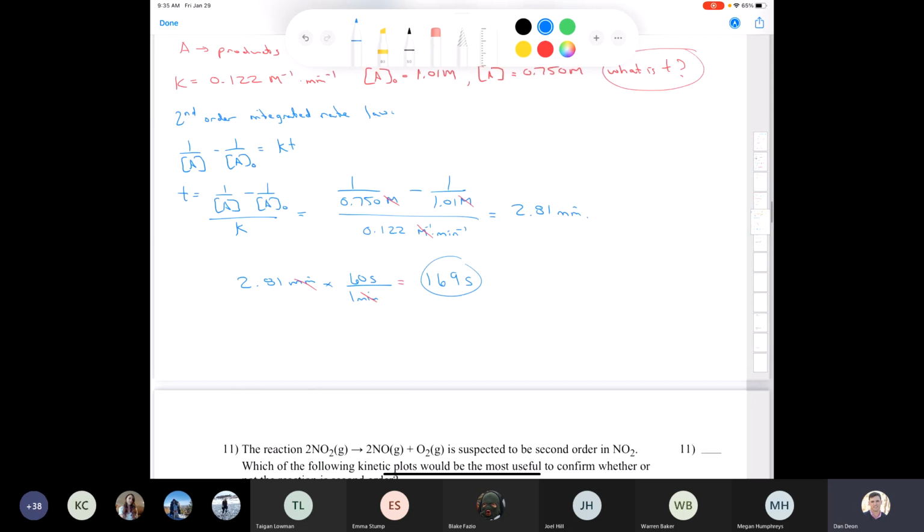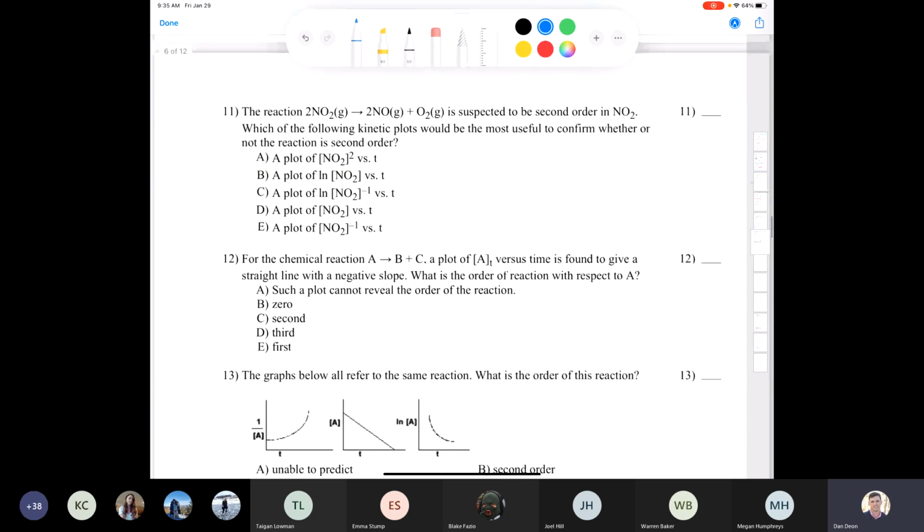And while you're looking at question 11, I'm just going to make a quick correction here in my solutions. I made a little mistake here.